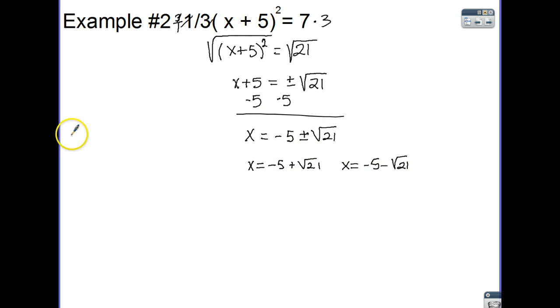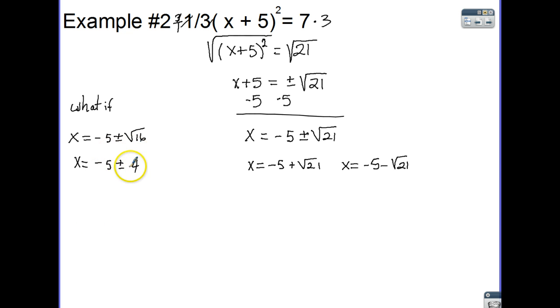What if the answer had turned out... it's all right, what if? It's got nothing to do with this problem, except you're going to run into this in the future. So what if the answer turned out to be x is equal to negative 5 plus or minus the square root of 16? You wouldn't stop there because you know the square root of 16. So you'd have to, on the next step, write x is equal to negative 5 plus or minus 4.